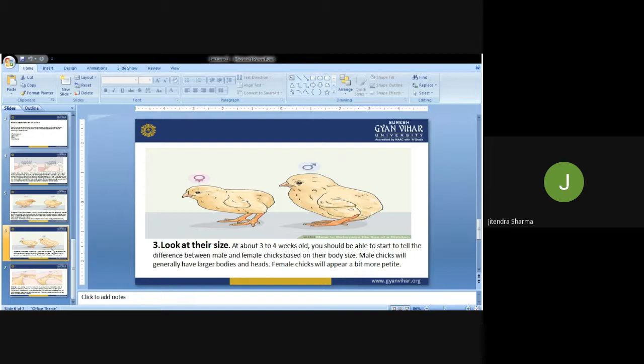Generally, based on their body size, male chicks will have larger bodies and heads as compared to the female, and female chicks appear a bit more petite.